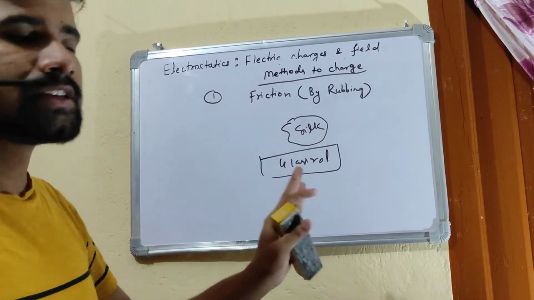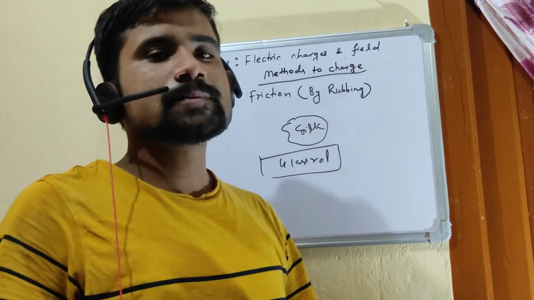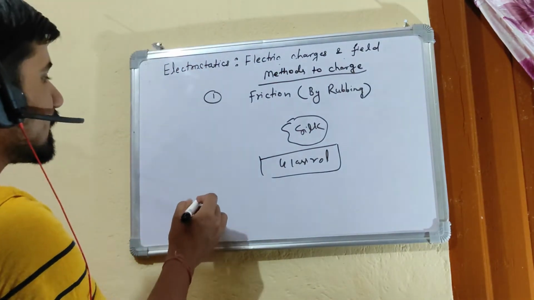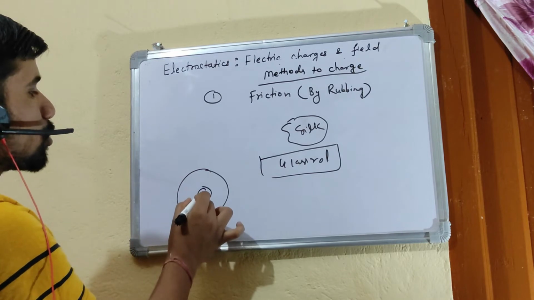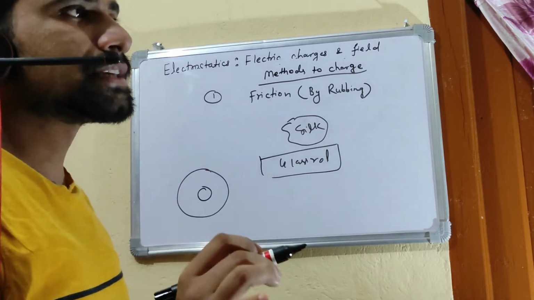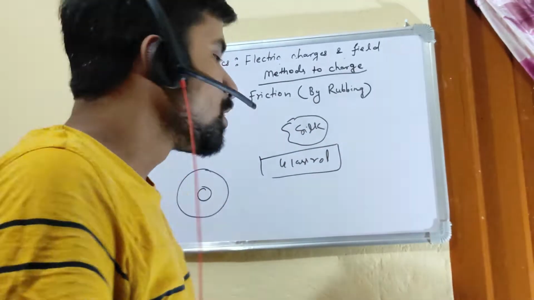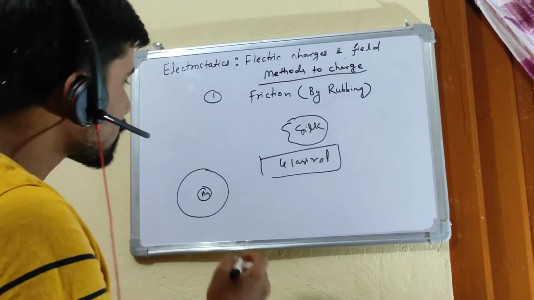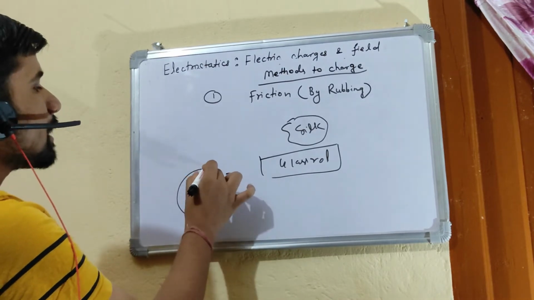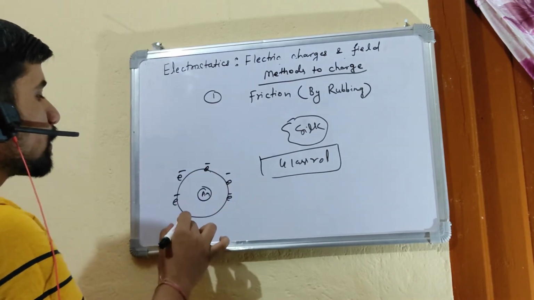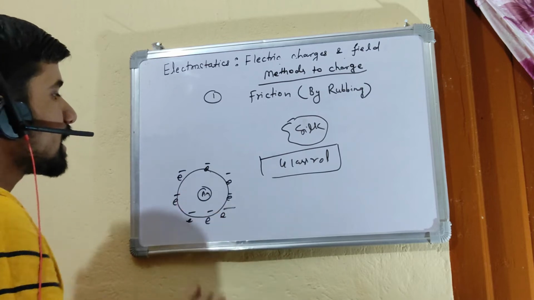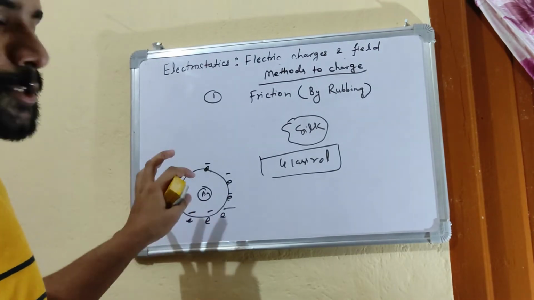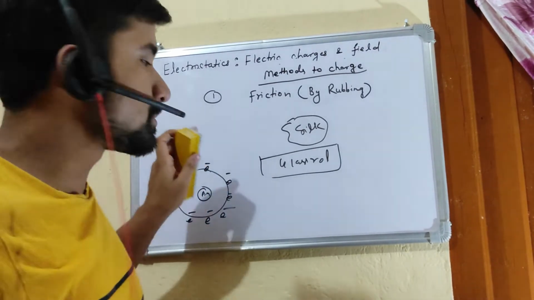So what happens in rubbing? Charge is what? Charge is basically the electron. We know that in an atom, protons, electrons and neutrons are the subatomic particles. Protons and neutrons lie inside the nucleus, and that is tightly bound. Electrons revolve around the nucleus, and they are the ones which can charge any particular atom or body. So electrons are the ones responsible for creating charge.